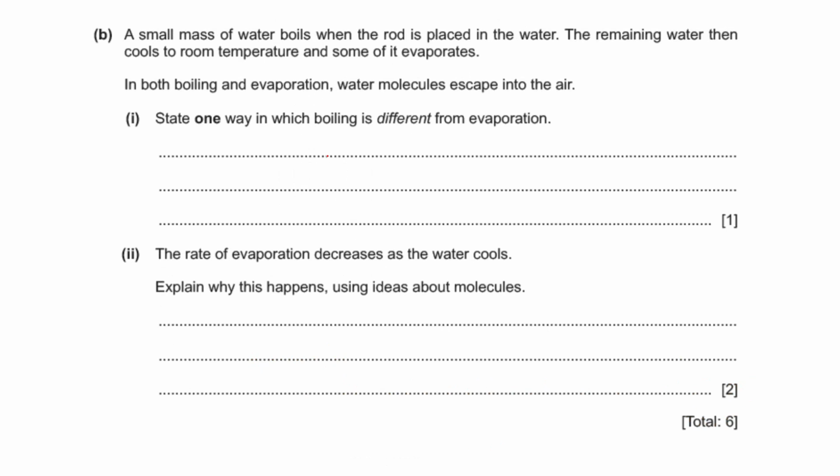Next question. It's the next part of the same question. A small mass of water boils when the rod is placed in the water. The remaining water then cools to room temperature, and some of it evaporates. In boiling and evaporation, water molecules escape into the air. State one way in which boiling is different from evaporation.